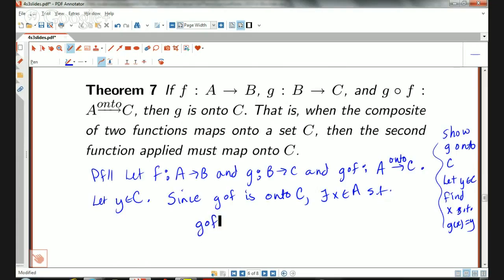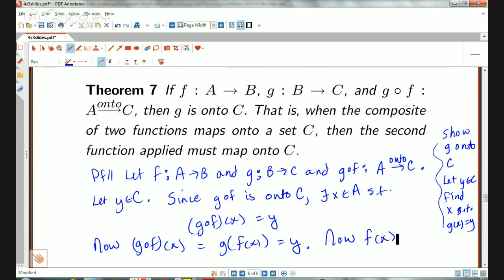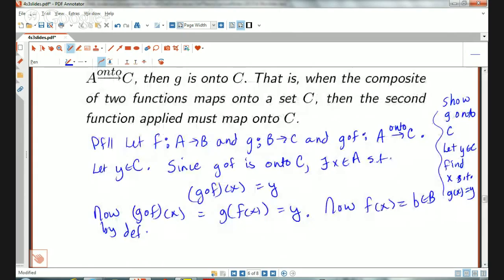Such that G composed of F of X is equal to Y. We know about G composed of F of X. Okay. So G composed of F of X is equal to G of F of X. What do we know about F of X? Where does it live? Now, F of X is equal to some B in B by definition of F. And so G of F of X has to be equal to G of B.